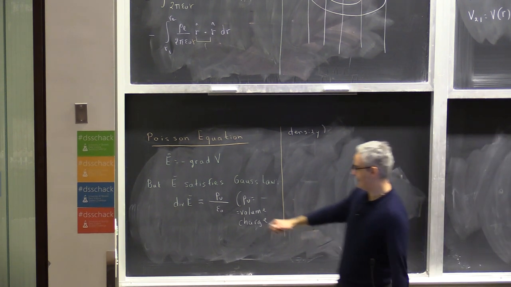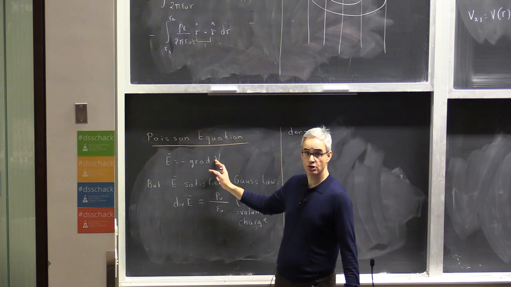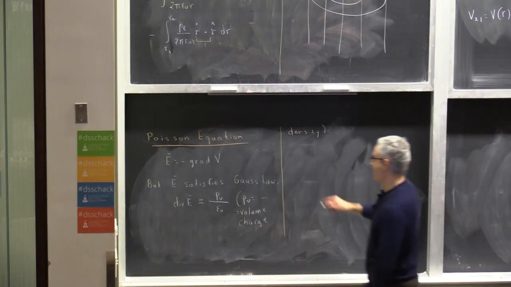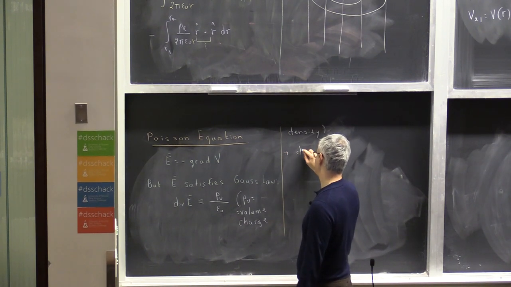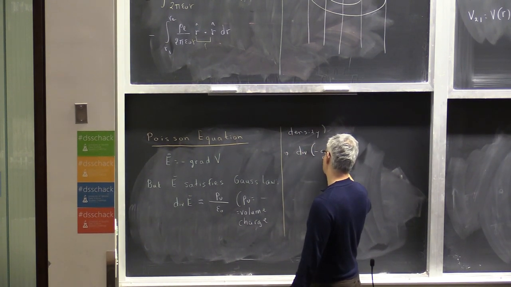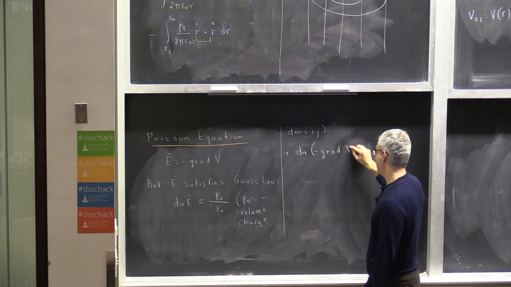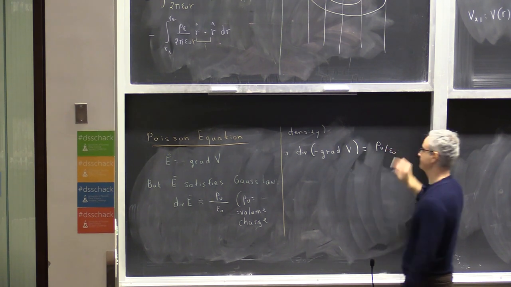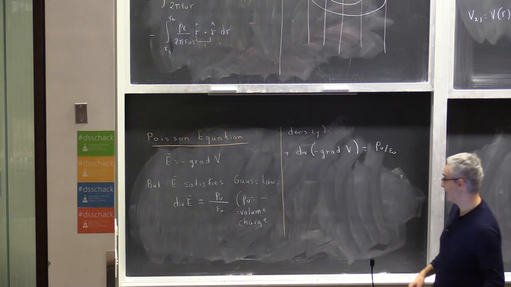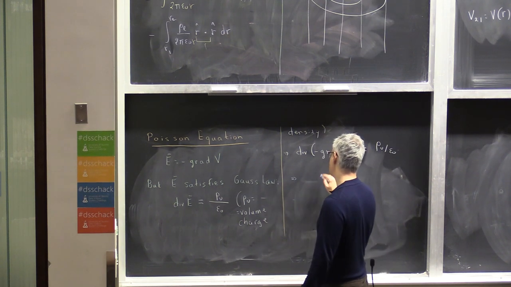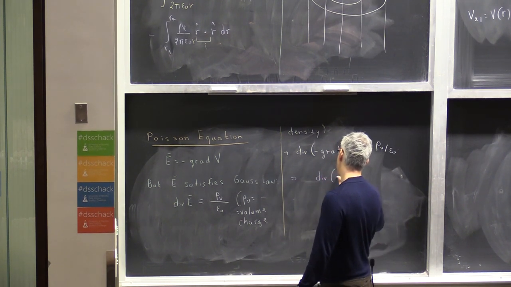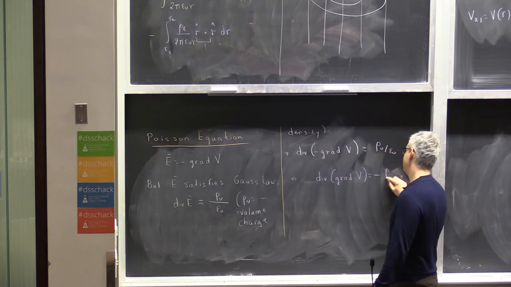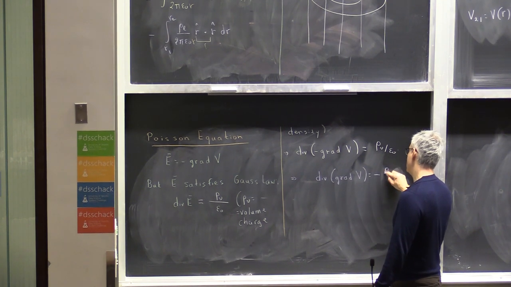So now, if I replace the electric field with this expression, I have a differential equation with respect to the voltage, and that will be divergence of the gradient of V equals rho V by epsilon naught. So you see, this is a differential equation now that the voltage satisfies. And it's called the Poisson equation.